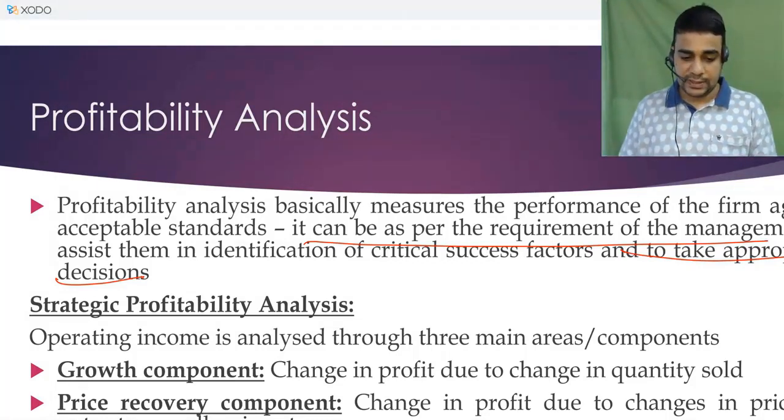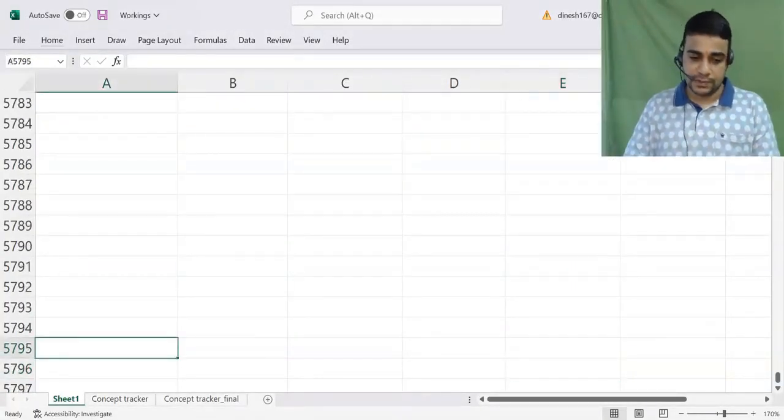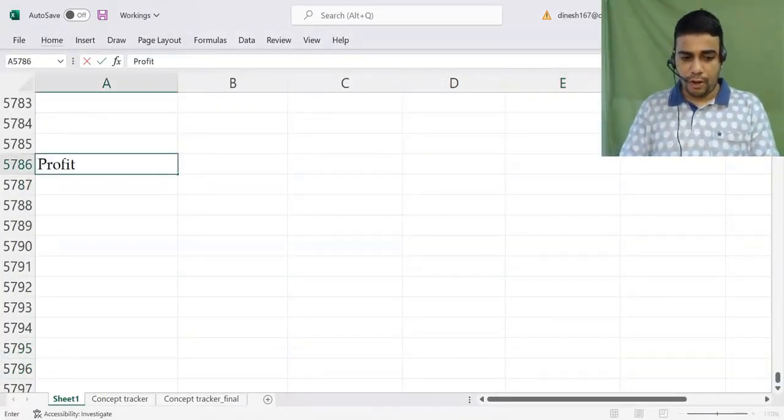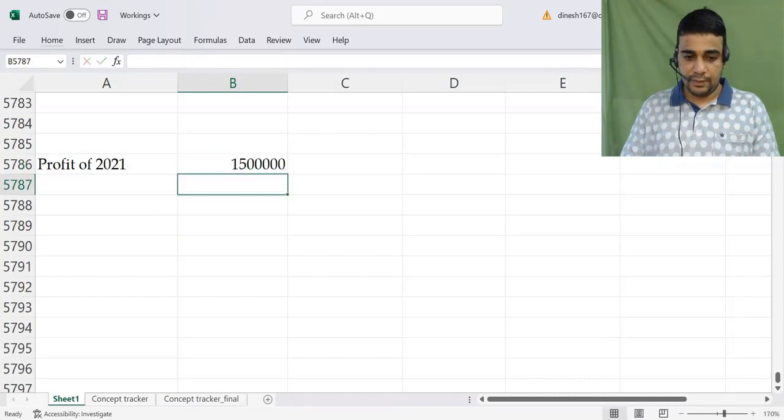Now, let's first look at the strategic profitability analysis. Now, what SPA is going to do is, profit of 2021, which is 15 lakhs.